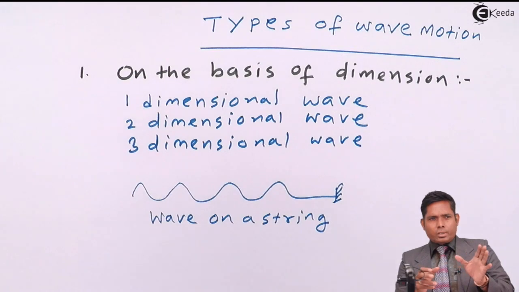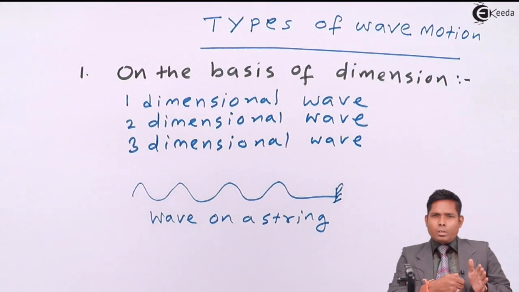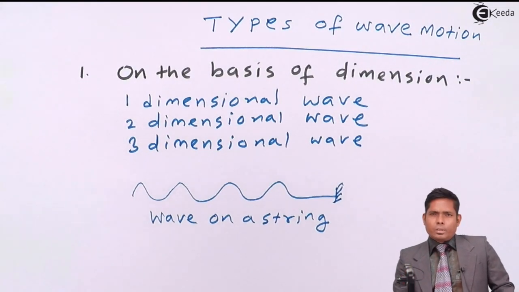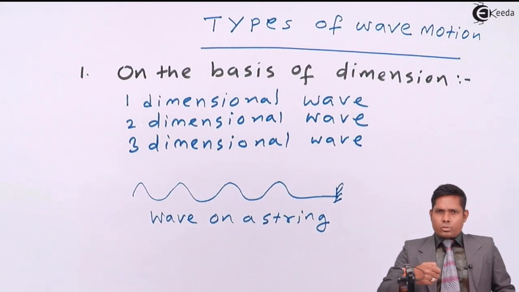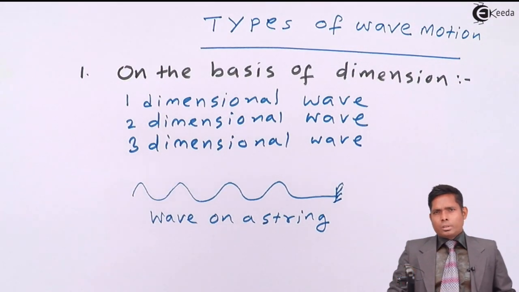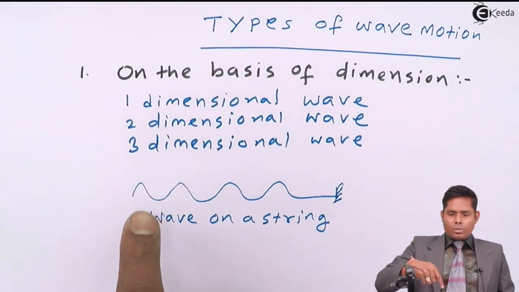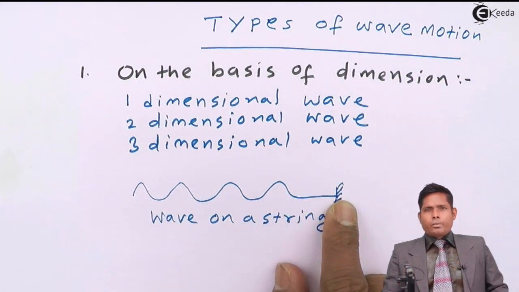one end of the string is attached to the rigid wall, and the other end is kept straight, and you provide some oscillation to the free end of the string. The pulse or the disturbance that is created at the other end will travel from this end to the end where the rope is fixed.